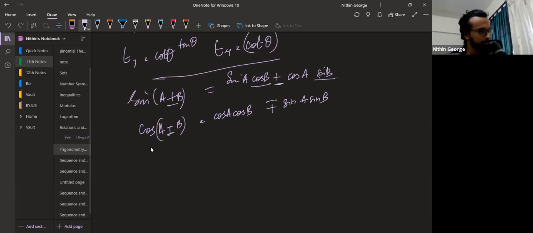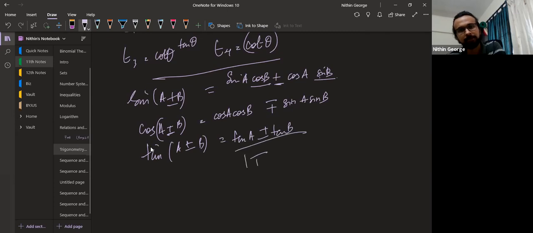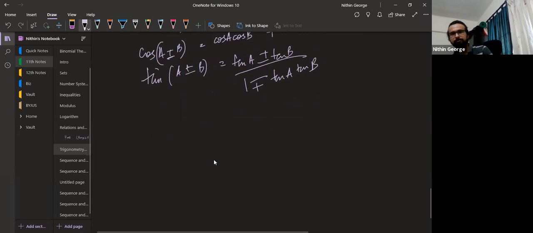Now, what about tan A plus B? It will be tan A plus tan B by 1 minus tan A tan B. What about tan A minus B? Tan A minus tan B by 1 plus tan A tan B. So these are basic identities you already know. Let's get familiar with some important angles. What's sin 15? Please find sin 15.